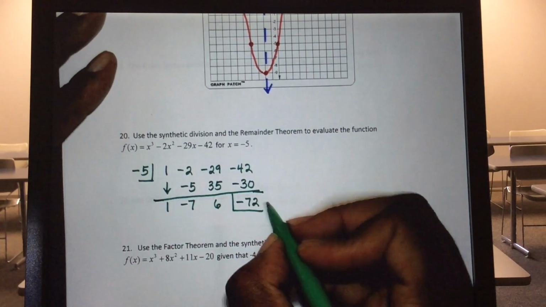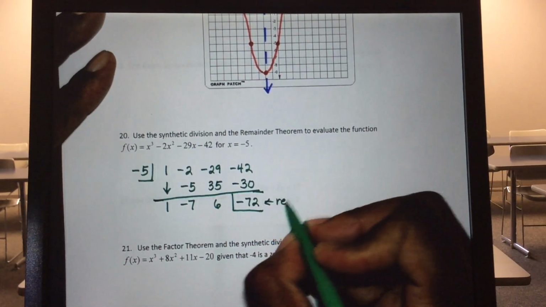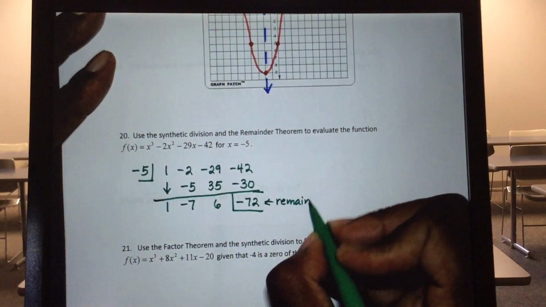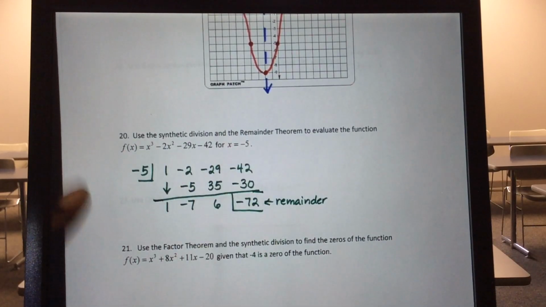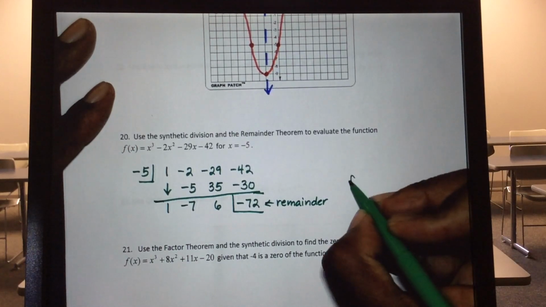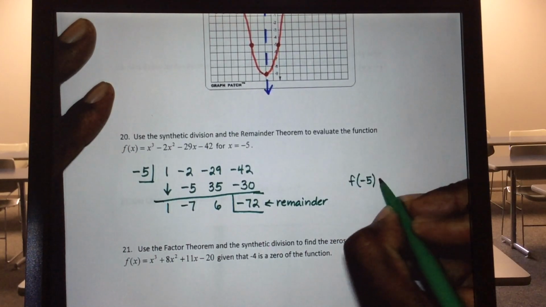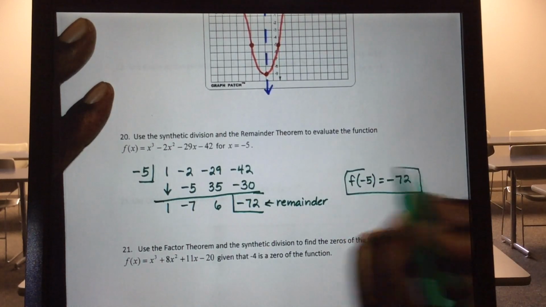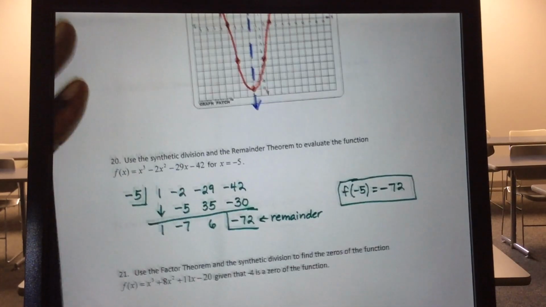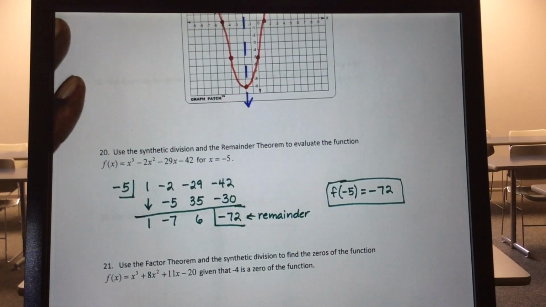Now, the last number in the last row, and notice I put a box there, that's your remainder. And not only that, that would represent the value of this function when x is equal to negative 5. So f of negative 5 equals negative 72.